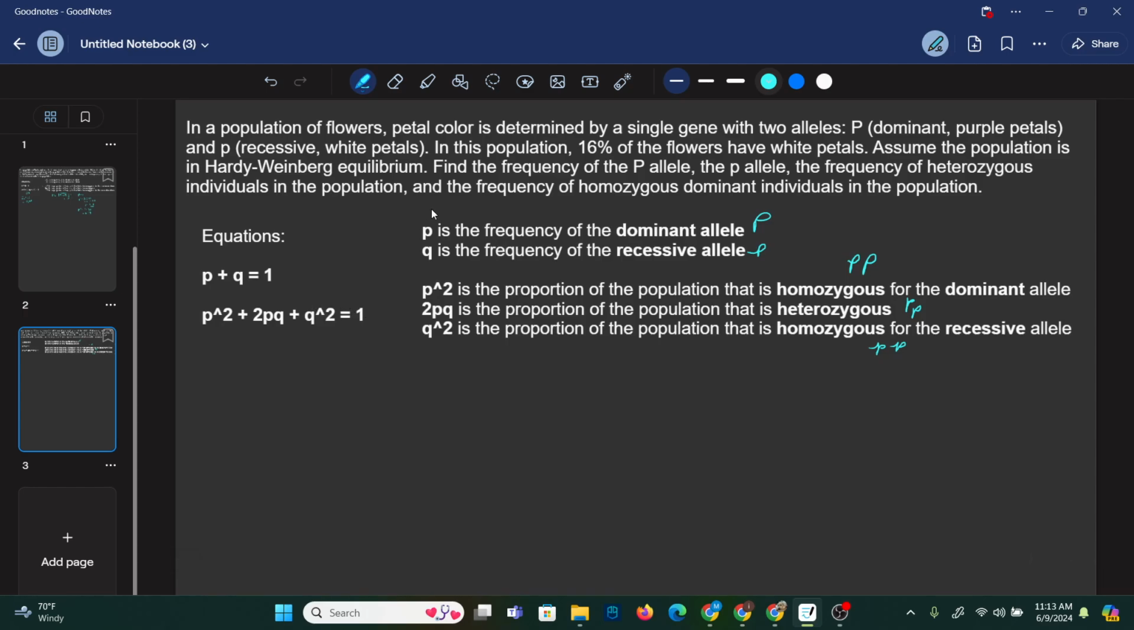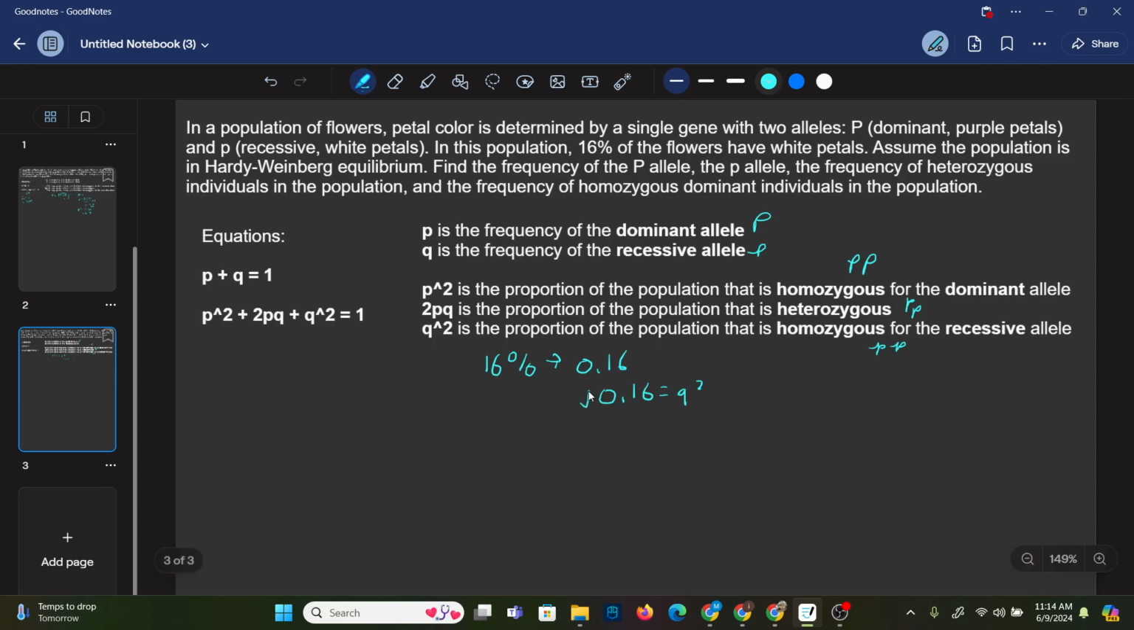So we already know that 16% of the flowers have white petals, which is recessive. So 16%, which is 0.16. So we know that 0.16 equals Q squared, because this is the proportion of the population that is homozygous for the recessive allele, which is little p, little p.